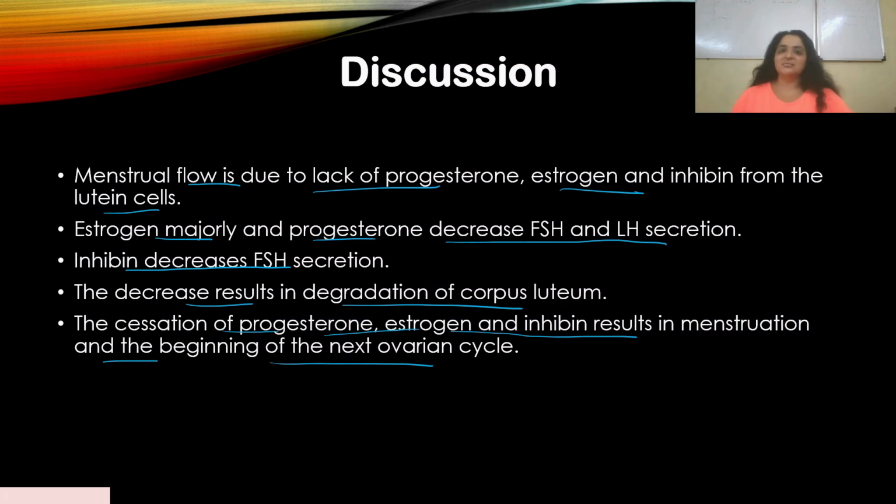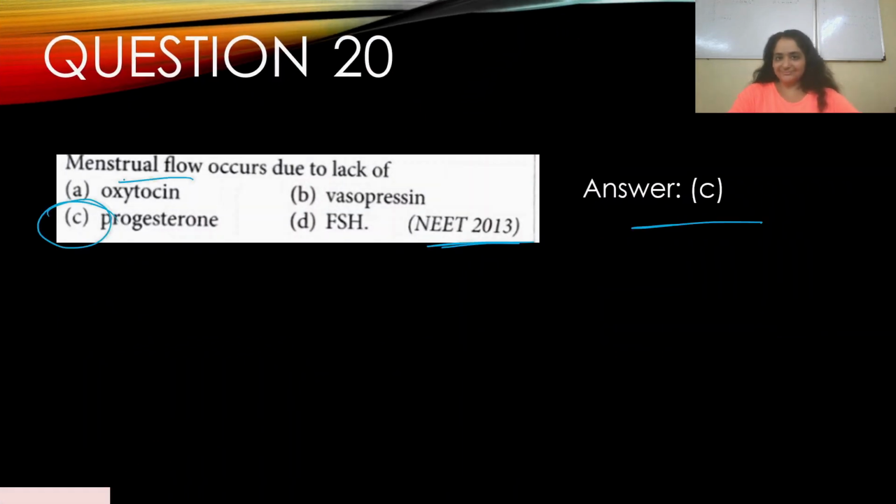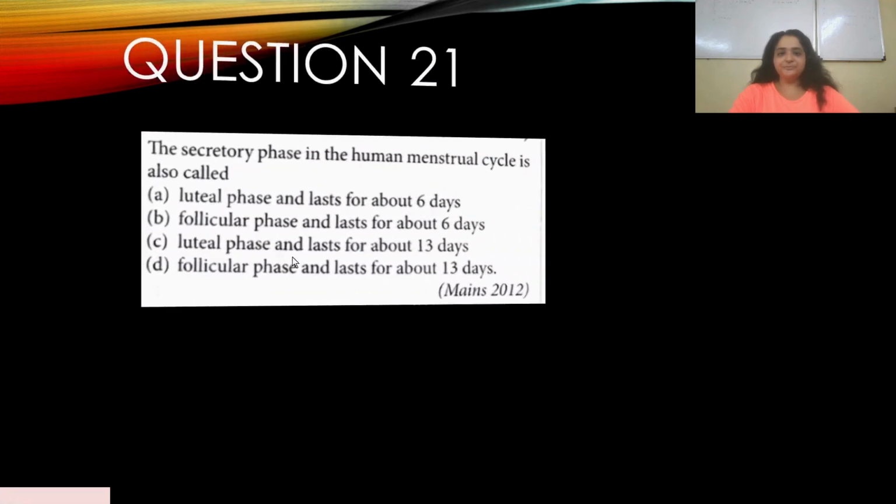I've already discussed this a few questions before. It is the same discussion. This is the reason why menstruation happens. That is the bleeding part, the menstrual phase of the menstrual cycle. So they're talking about menstruation, and that is due to lack of progesterone. Okay, clear. Let's move on.